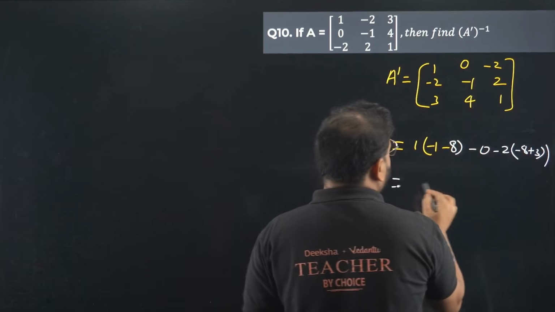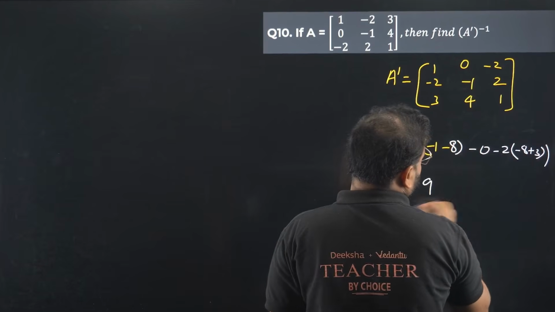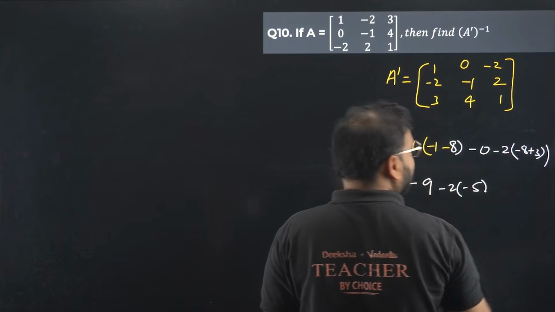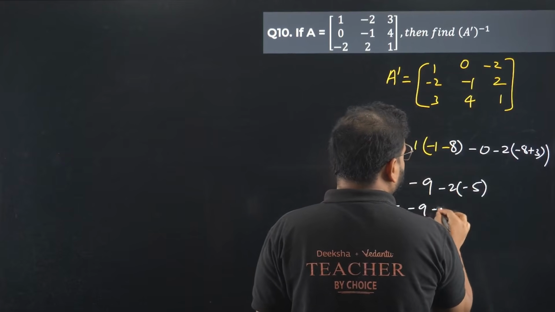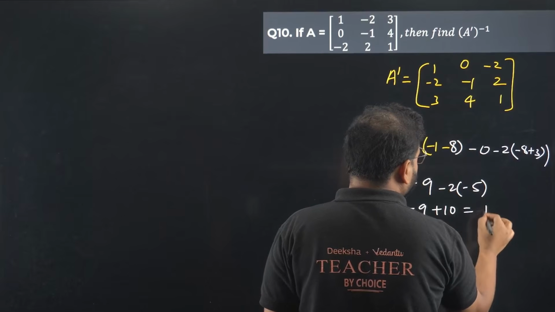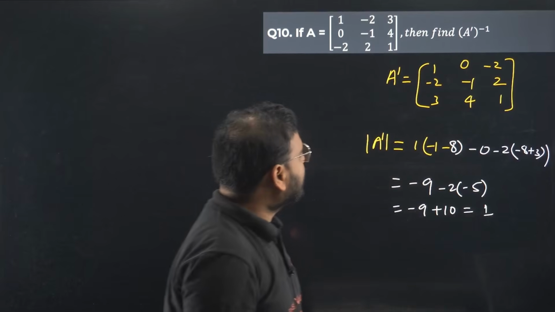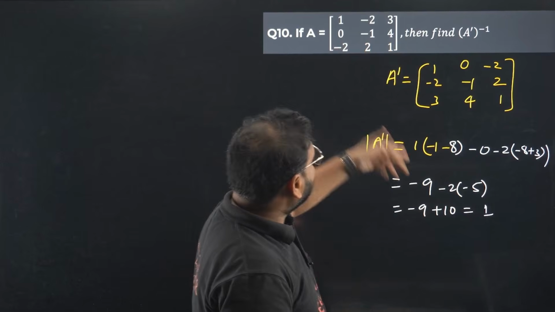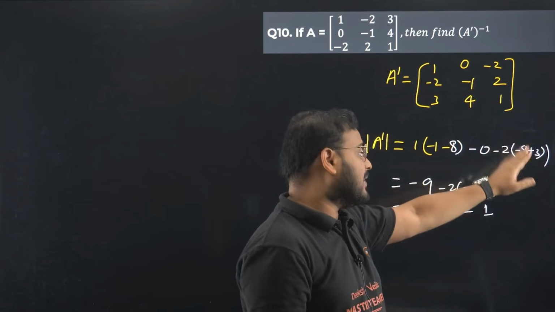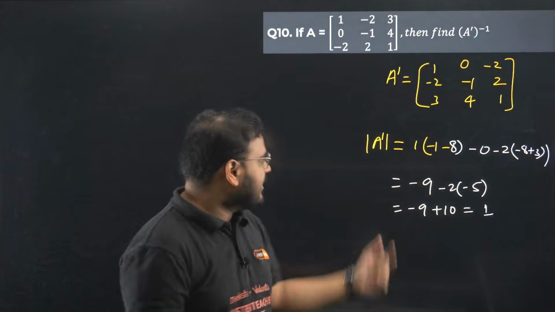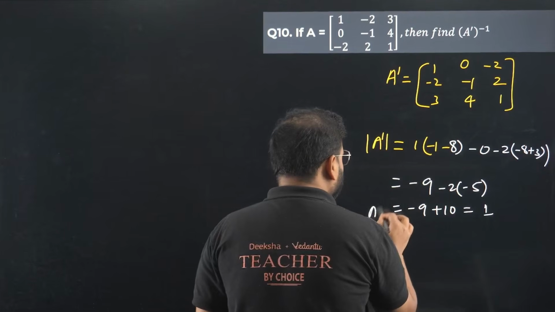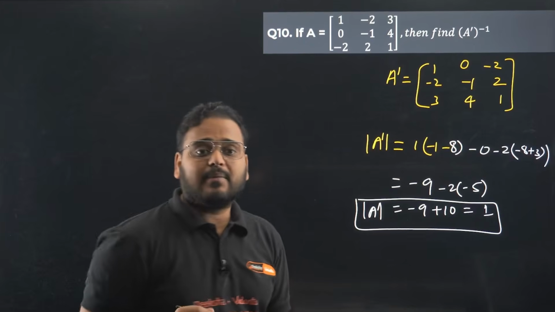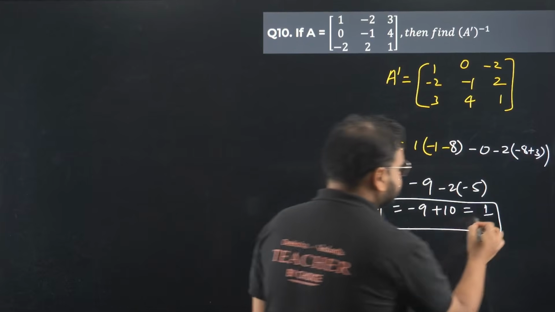What we have over here is minus 9. And over here we have minus 2 times minus 5, right? And I get minus 9 plus 10. How much is that? Plus 1, right? Minus 1 minus 8 is minus 9, and minus 8 plus 3 is minus 5, into minus 2 is plus 10. Determinant of A dash is coming equal to simply 1. I might have made a mistake in calculation, so please cross check.